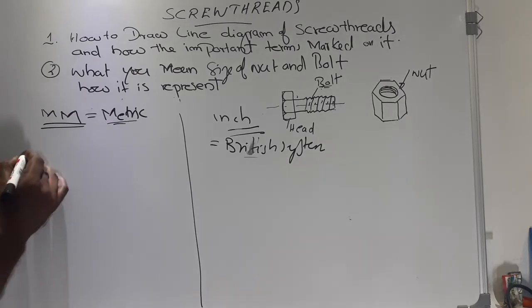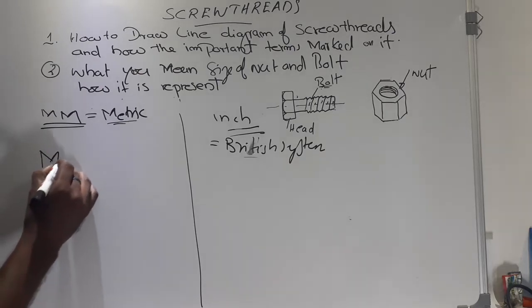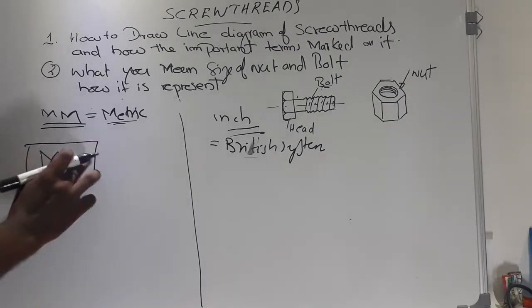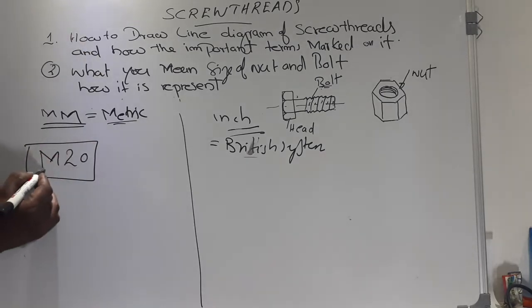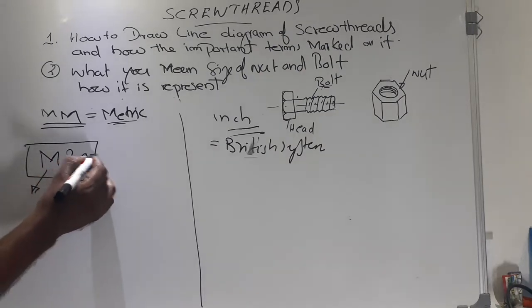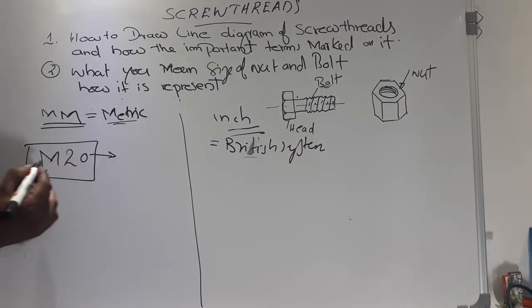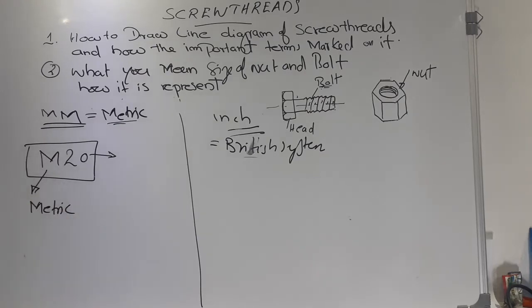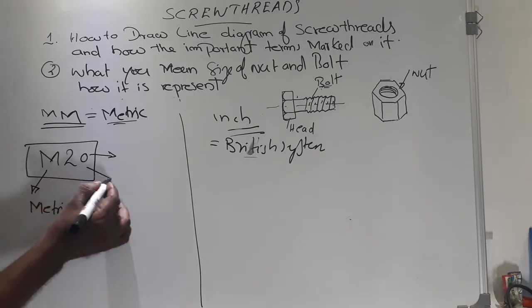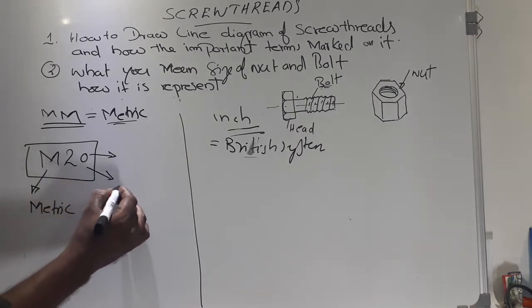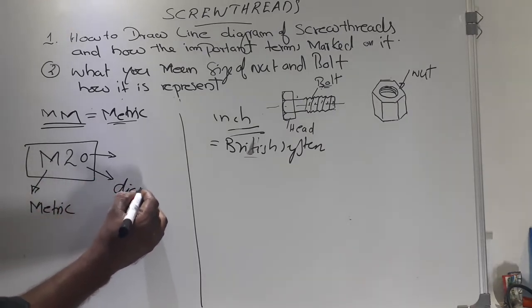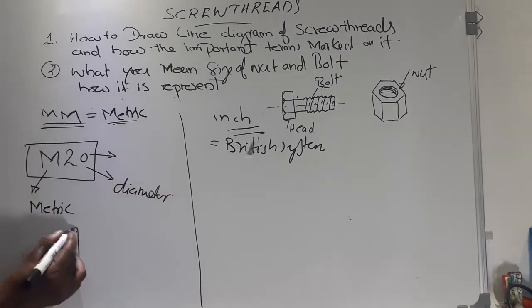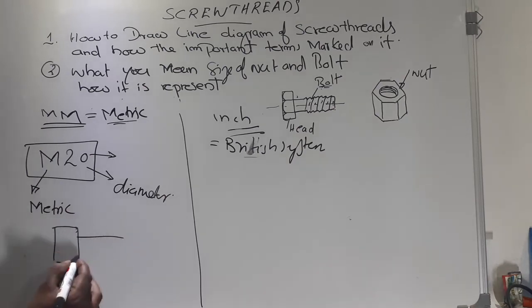First, M20. What do you mean by it? This term contains two things: one is an alphabet, another is a numeral. This alphabet means metric. And this numeral 20 means the diameter of the thread.